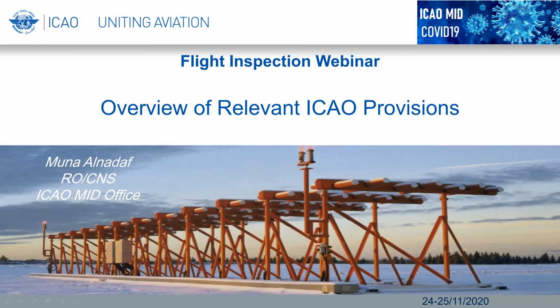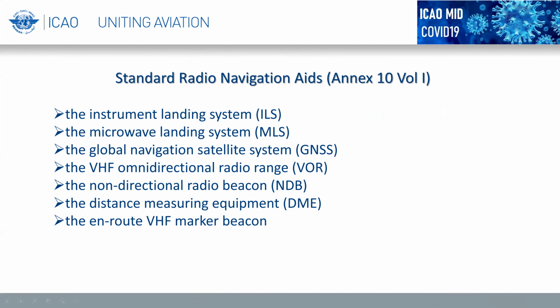In this slide, you can see the list of standard navigational aids as mentioned in Annex 10, Volume 1. They are well known, but I'm just going to list them to refresh our memory. The first one is the Instrument Landing System, ILS, which includes the localizer and the glide path. The second one is the Microwave Landing System, MLS. And in the MID region, no country has implemented MLS.